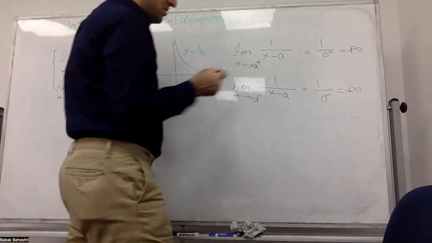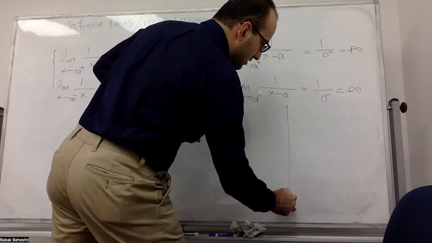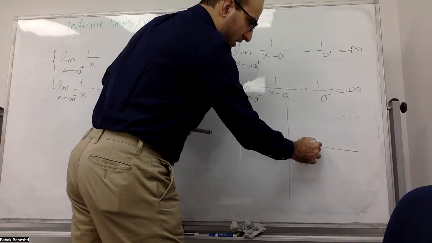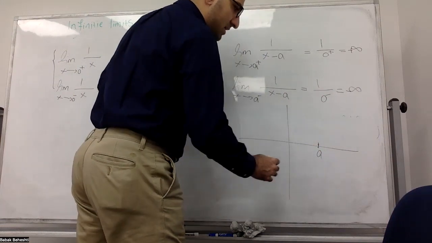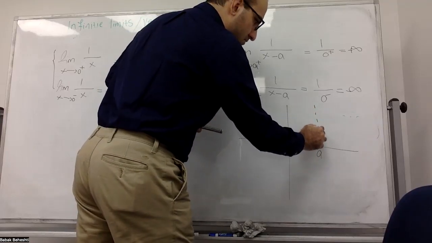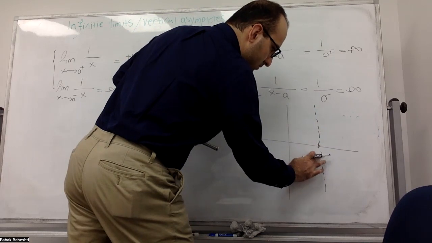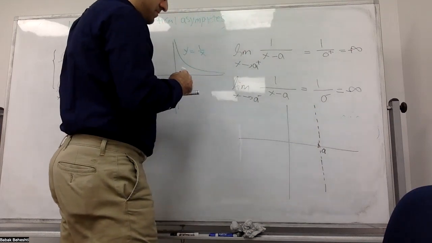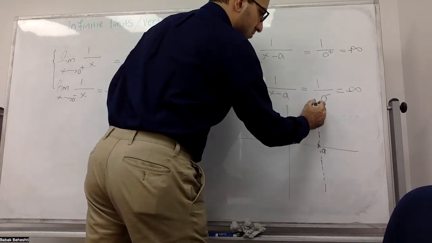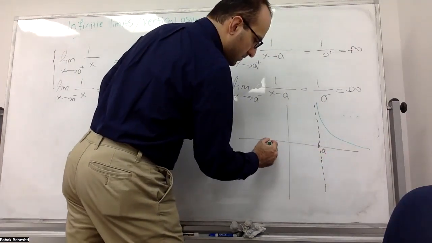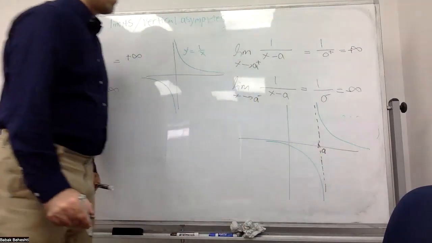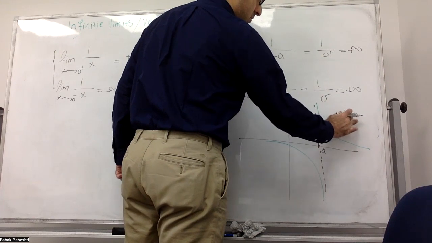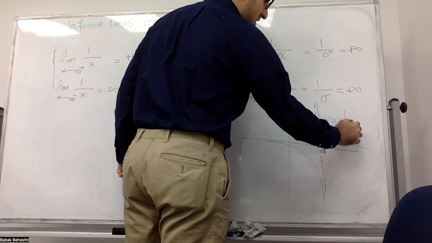So I can draw the picture for you if you want. So if this is xy, imagine that this point is x equal to a. This is a, right? This point is a, x equal to a. So it would be like this. So this is a graph of y equal to 1 over x minus a.